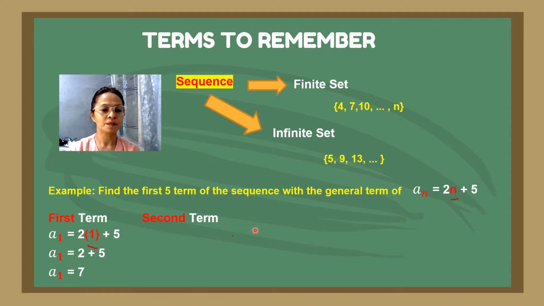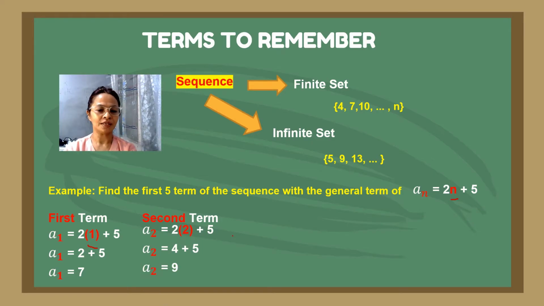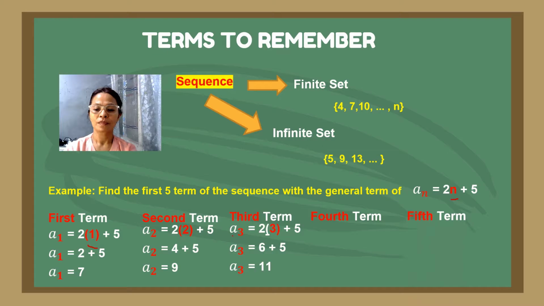For the second term, we will replace n with 2. So 2 times 2 equals 4, plus 5. The second term is 9, or a sub 2 is 9. For the third term, we will replace n with 3. So 2 times 3 equals 6, plus 5. So the third term is 11. Will you please find the fourth term and the fifth term? Write it in your notebook.